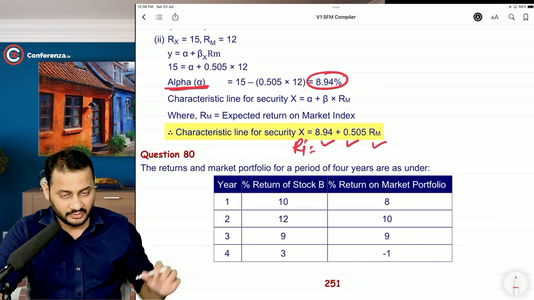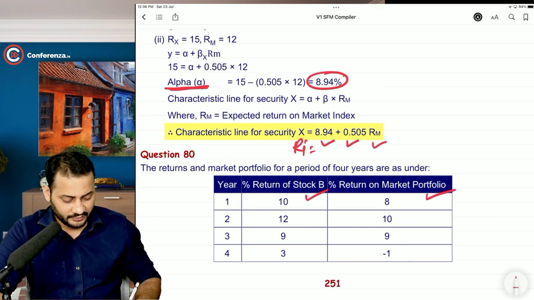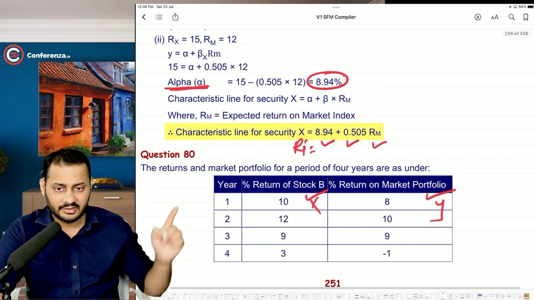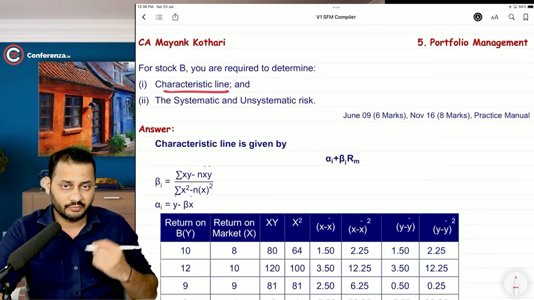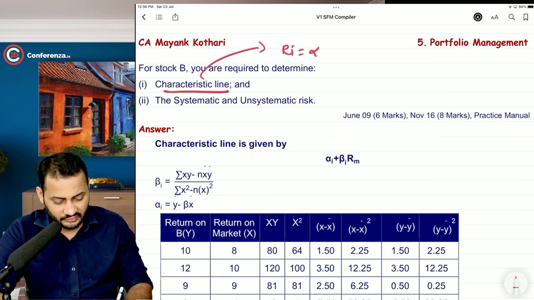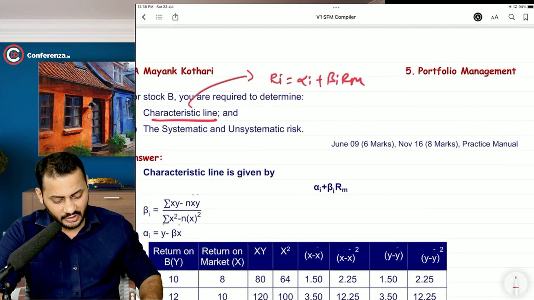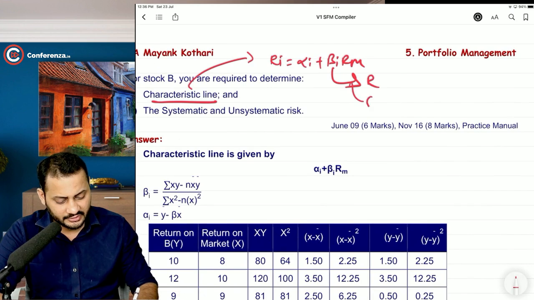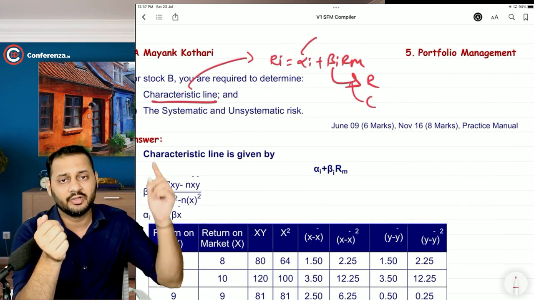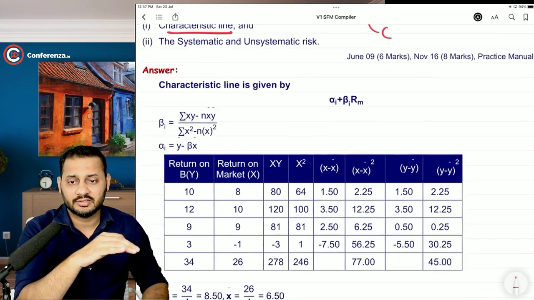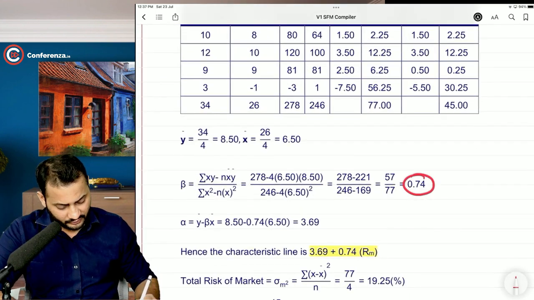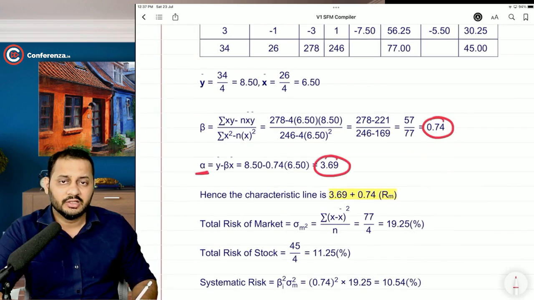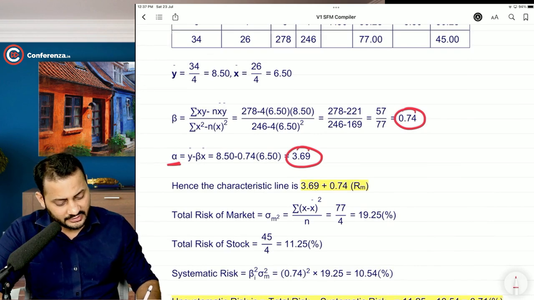Question number 80. Again, the return of the stock and the market return is given to you. You can take it as X and this one as Y, and these are given for 4 different years. What has been asked is to calculate the characteristic line. Please understand, for the characteristic line you need Ri is equal to alpha i plus beta i Rm. You will first calculate the beta using regression analysis or correlation analysis, and then calculate the alpha as you did in the previous question, and then you can find the security's characteristic line. They used regression analysis and found the beta as 0.74, and later used the same formula to find the alpha as 3.69, and then put it in the same equation.